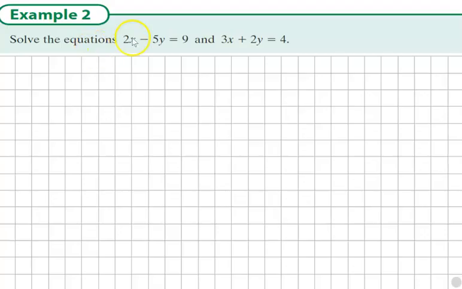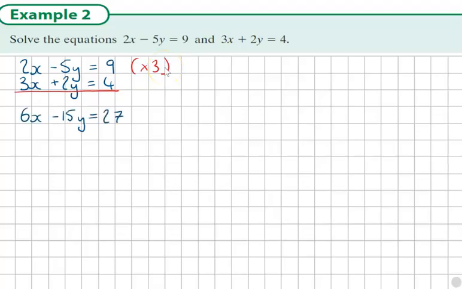Example 2: solve the equations 2x minus 5y equals 9 and 3x plus 2y is equal to 4. So I write down my equations. I'm going to multiply the top line by 3, so I get 6x minus 15y equals 27. And I'm going to multiply the bottom line by minus 2, so I get minus 6x minus 4y equals minus 8.